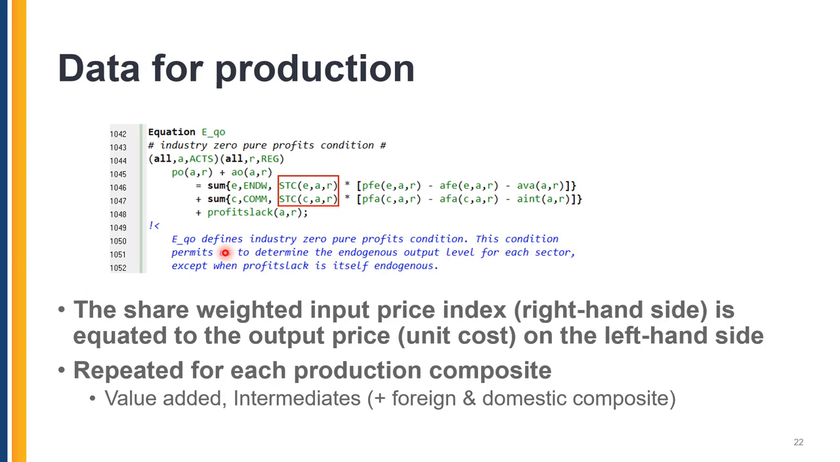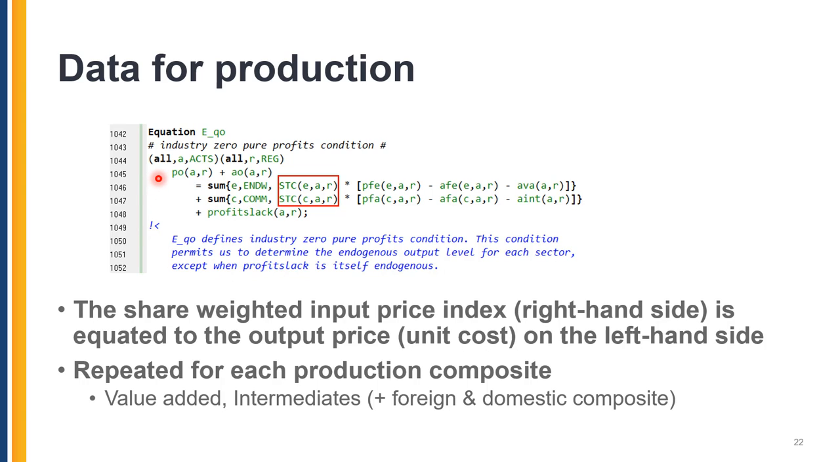If you read the note here, it says EQ0 defines zero profits. The condition permits us to determine the endogenous output level for each sector. Only when profit slack is itself endogenous are we not able to. And remember, that is that slack variable that we're leaving. We'll learn about when to use those and what they're for later.